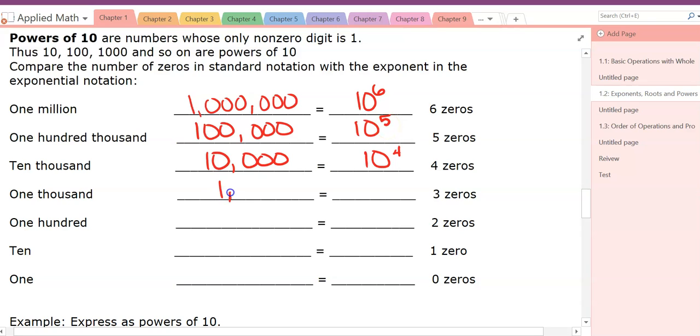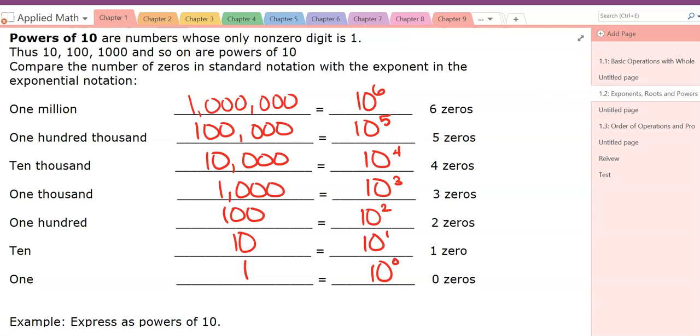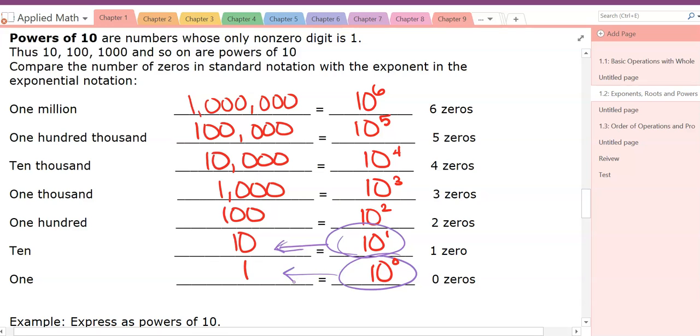So 1,000, since it has 3 zeros, would be 10 to the 3rd power. 100 has 2 zeros, so that would be 10 squared. 10 would be 10 to the 1st power, and 1 would be 10 to the 0 power. So remember this rule here, anything raised to the 1st power is always itself, and anything raised to the 0 power is always going to be 1. So those relationships will always exist for all numbers.